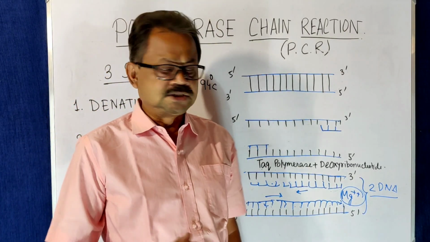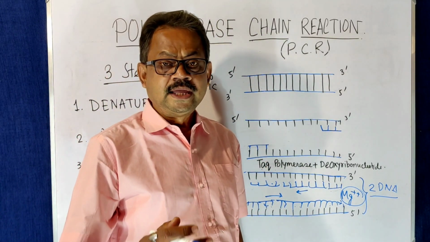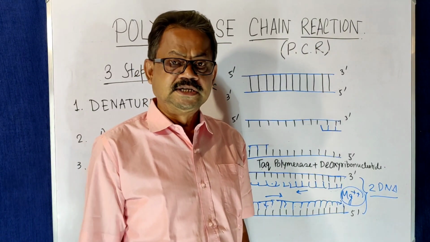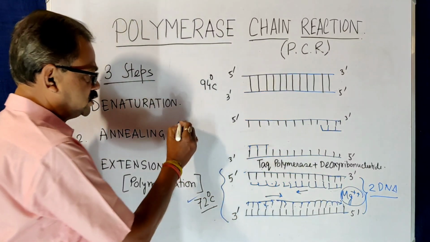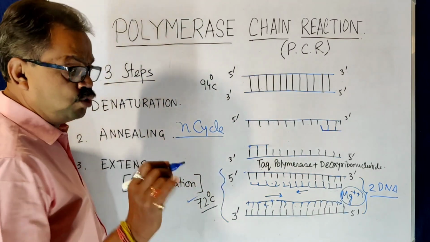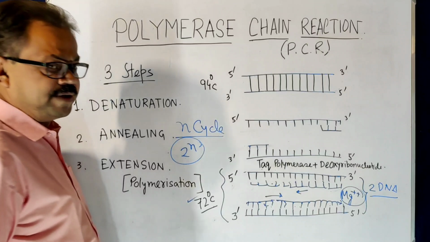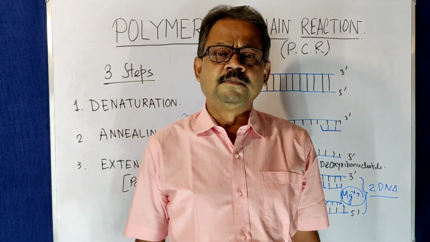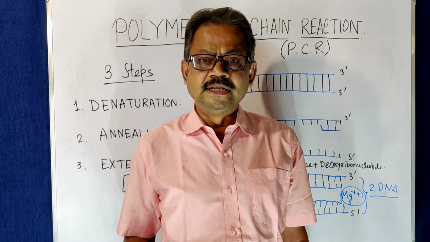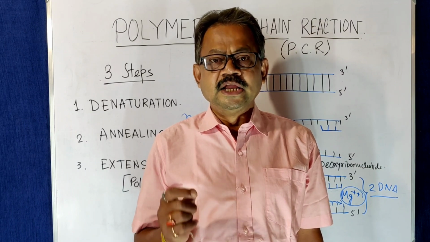As soon as one cycle completes and the second cycle starts, this process goes on, and we are getting billions of copies of the gene. If it continues for n number of cycles, suppose n cycles, we will get 2 to the power n number of DNA fragments. By this process of polymerase chain reaction, scientists are getting a number of copies of small DNA fragments. These small DNA fragments are incorporated into the vector.